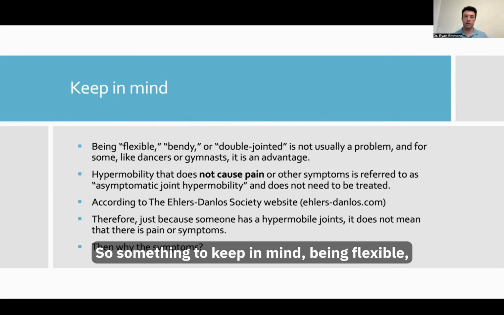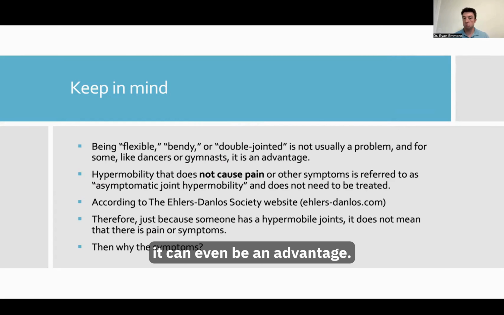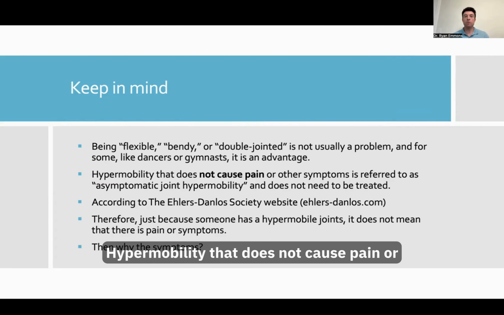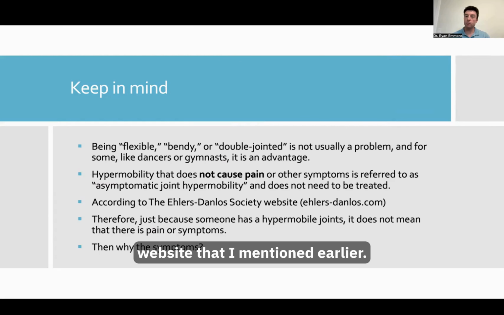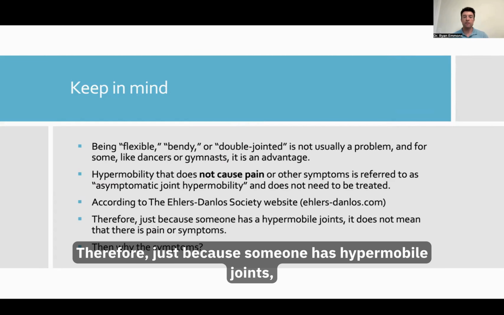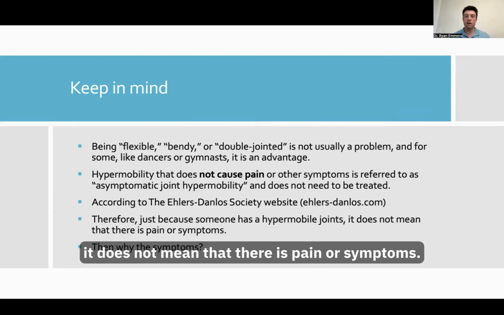So, something to keep in mind. Being flexible, bendy, double jointed is not usually a problem. And for some, like dancers or gymnasts, it can even be an advantage. Hypermobility that does not cause pain or other symptoms is referred to as asymptomatic joint hypermobility and does not need to be treated. And that is according to the Ehlers-Danlos Society website that I mentioned earlier. Therefore, just because someone has hypermobile joints, it does not mean that there is pain or symptoms.